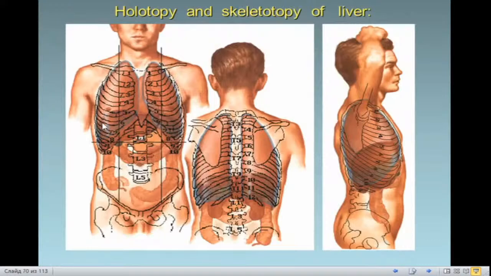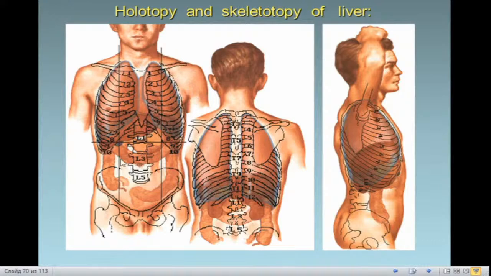The skeletotopy of the liver: it is located from approximately the 4th/5th intercostal space and does not extend beyond the 10th rib along the right mid-clavicular line. But then, moving towards the left side, the left lobe of the liver extends to the middle of the distance between the xiphoid process and the navel. You can find that here at the level of approximately L1. Then, this was skeletotopy.